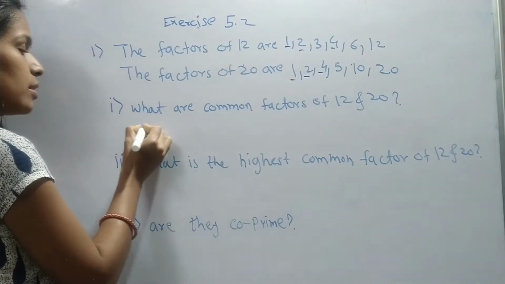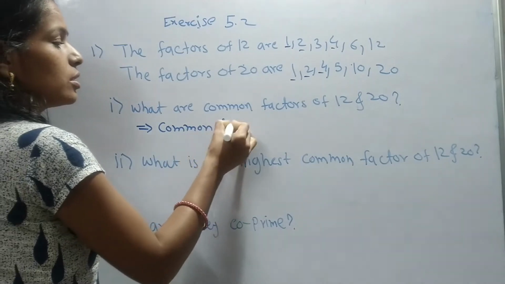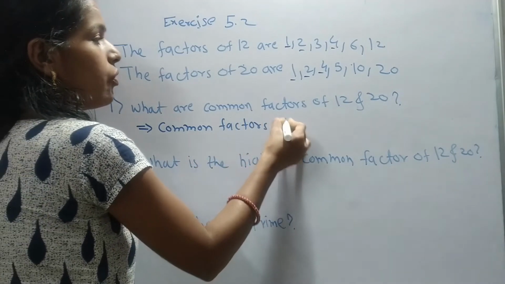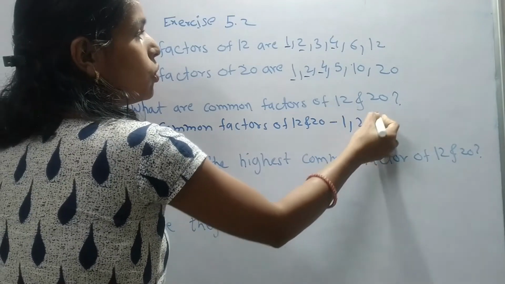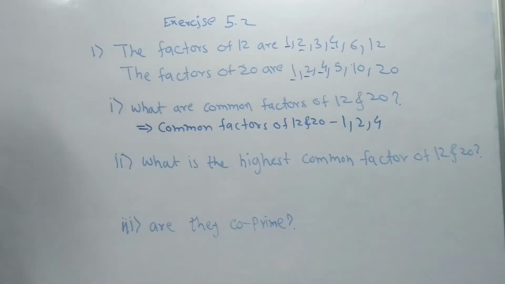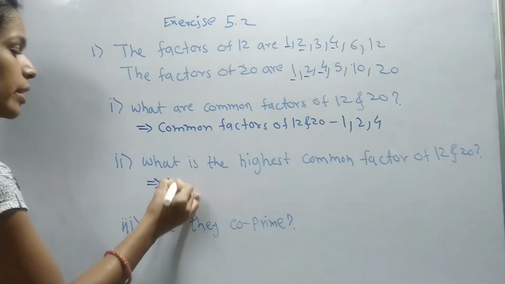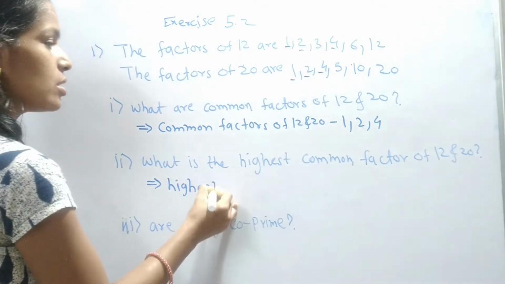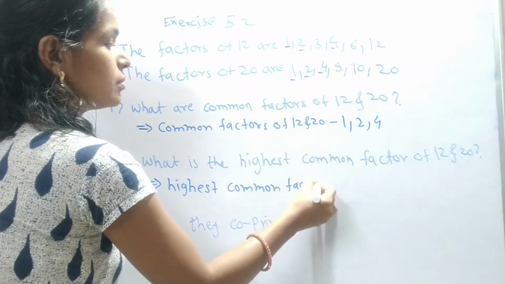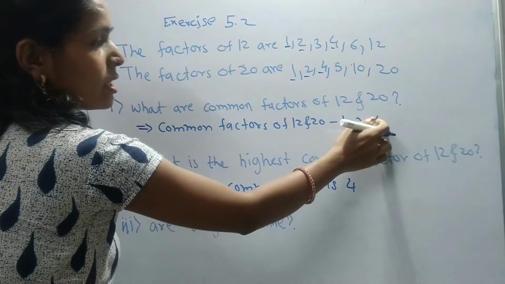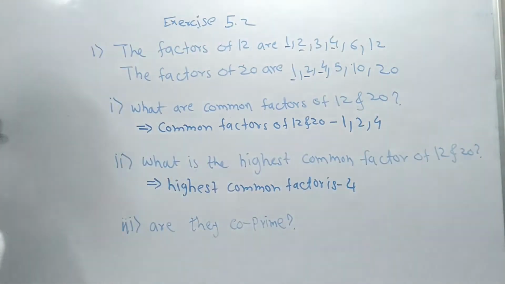So the common factors of 12 and 20 are 1, 2, 4. Okay. What is the highest common factor of 12 and 20? See here, 4 is the highest one. So the highest common factor is 4.